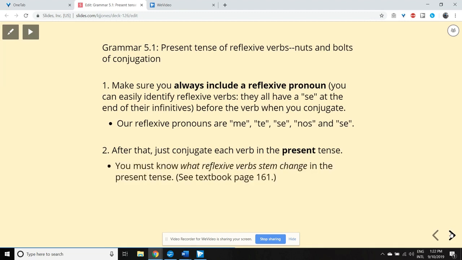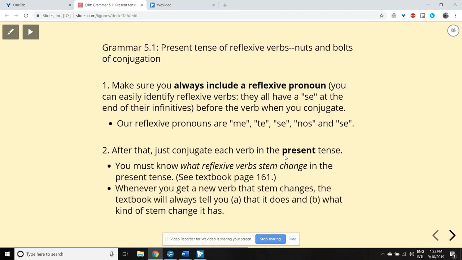Now, in order to do this, you have to know which reflexive verbs stem change in the present tense. For that, you need to see textbook page 161. Whenever you get a new verb that stem changes, the textbook will always tell you A, in the first place, that it does stem change, and B, what kind of stem change it has, okay? If it doesn't tell you that a verb has a stem change, it doesn't have a stem change. See how that works? All right.